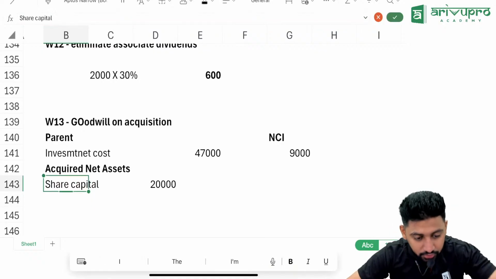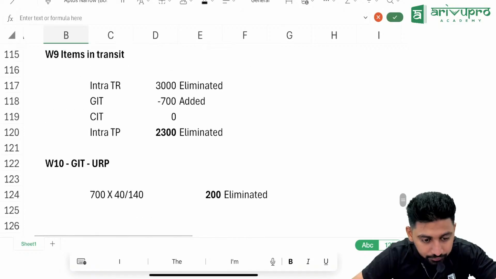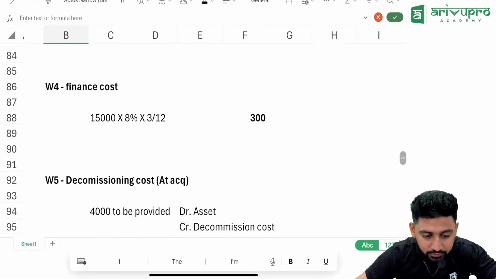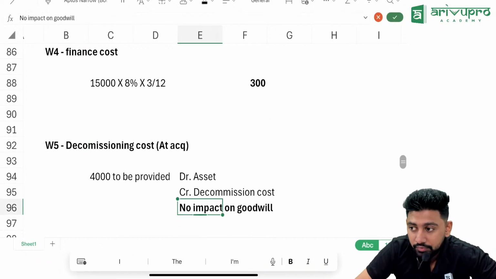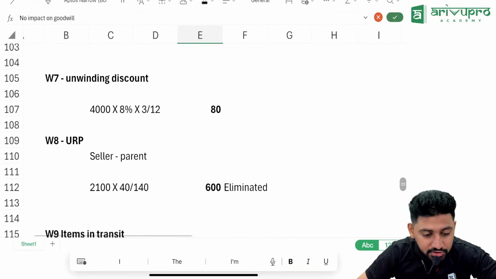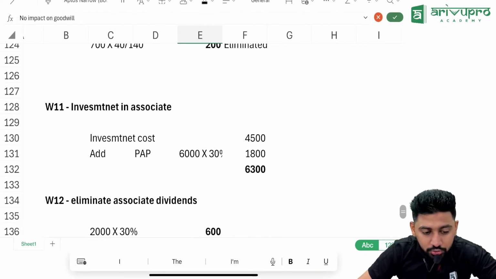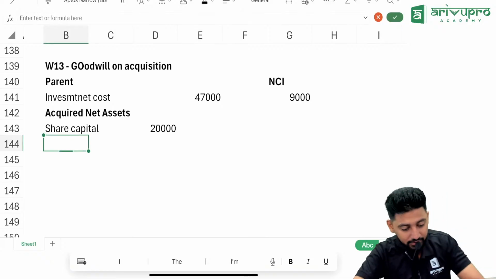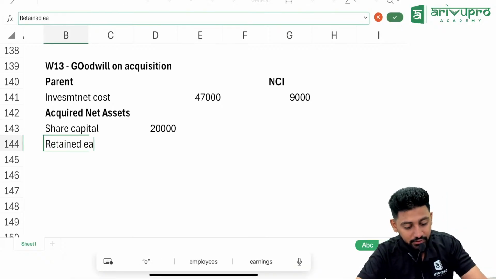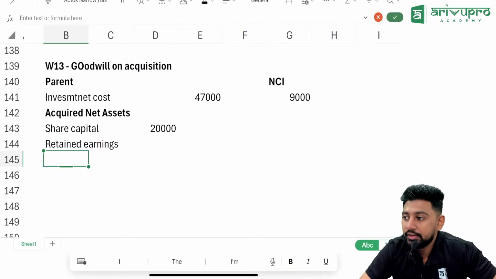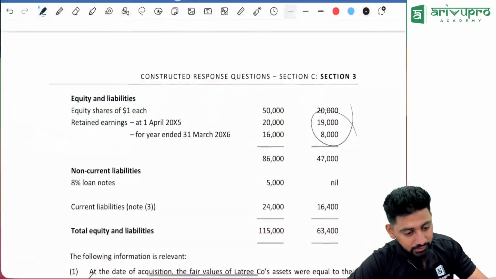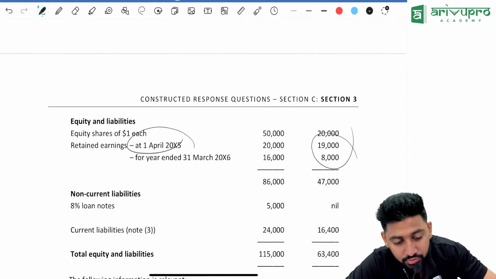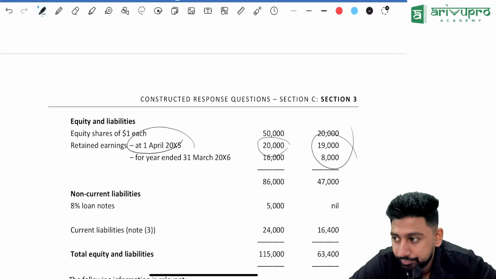Okay, anything else? I'll go to the top, any adjustments? At acquisition adjustments, nothing here. This has no impact on goodwill, so nothing to worry. Depreciation, unwinding discount, URP, out. So I don't think I'll do any adjustments for my retained earnings. I can directly take my retained earnings, but retained earnings at what point? Retained earnings at acquisition. How much have they given you? They have given you on 1st of April 2015 to be 20,000.